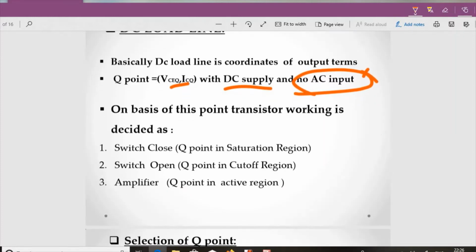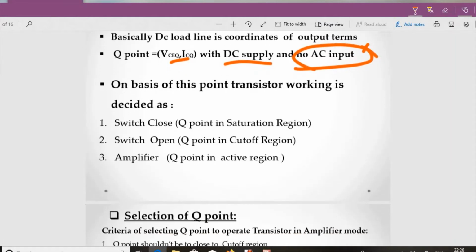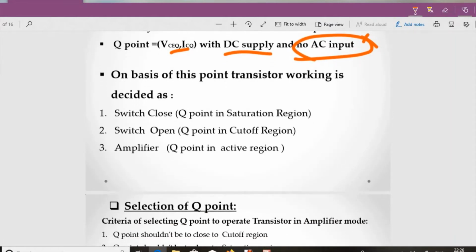On the basis of this point of the transistor, the working is decided. As we know, for switch closed, the Q point would be in saturation; for switch open, it would be in the cutoff region; and if it is in the active region, it means these coordinates. So if the VCEQ and ICQ coordinates lie in the saturation region, the transistor would be used as a closed switch. Similarly, if these coordinates lie in the cutoff region, it would behave as an open switch, and if it lies in the active region, it will behave as an amplifier.